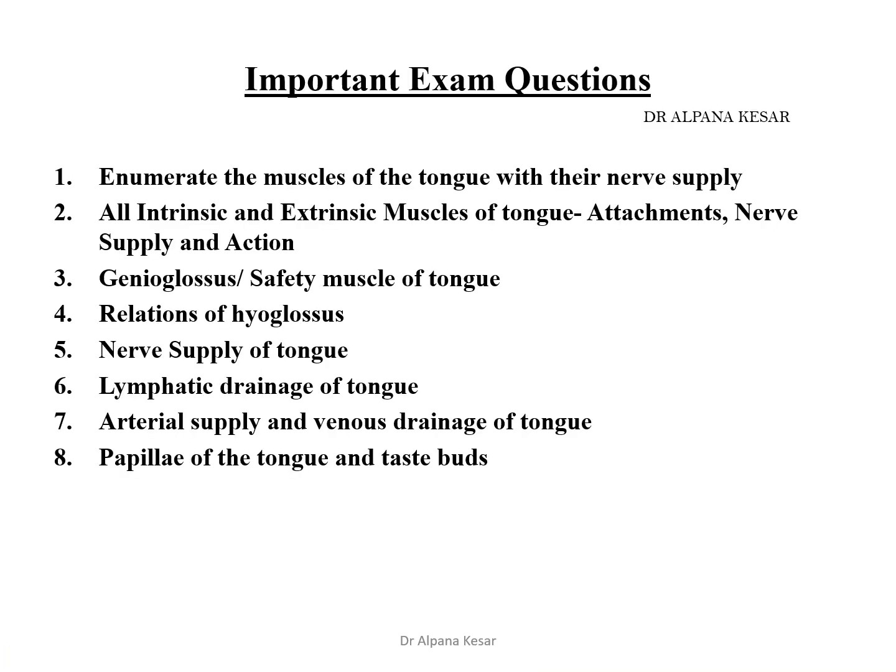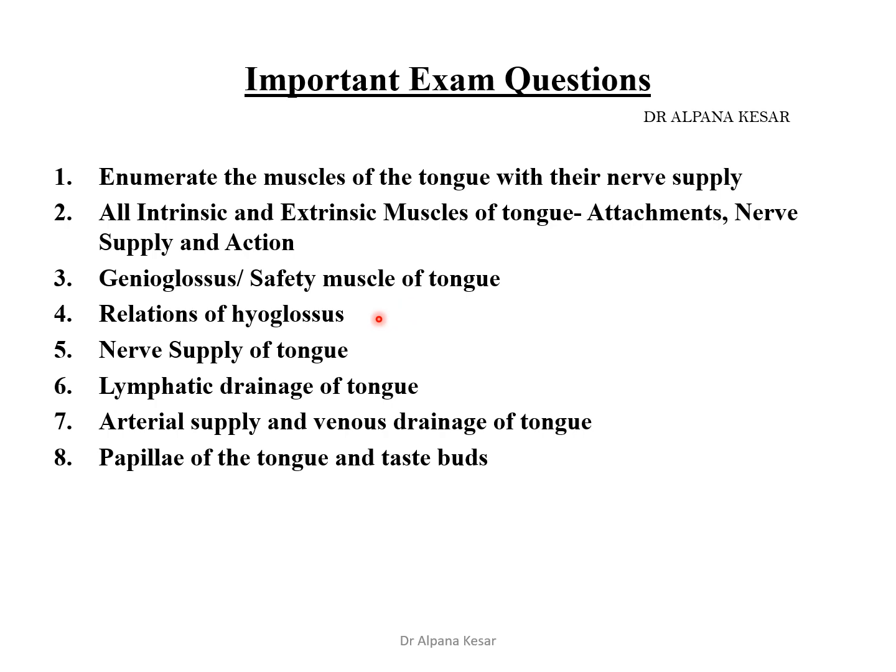Important exam questions from the topic tongue include: enumerate all the muscles of the tongue with their nerve supply, describe all the intrinsic and the extrinsic muscles of the tongue under the following subheads: origin, insertion, nerve supply, and action. A short note on genioglossus may be asked. It may also be asked as the safety muscle of the tongue, or a question as which is the safety muscle of the tongue and why.